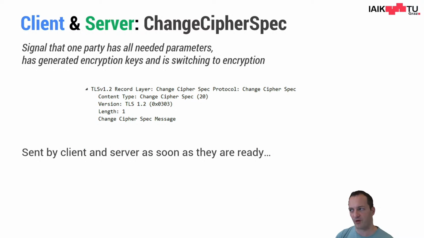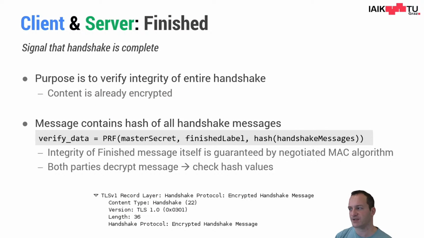Another message that's on both sides is the change cipher spec. It's essentially very short and just says, yeah, we now have everything for key exchange, and we can switch to encrypted data transfer. So with this message, the client indicates that it has calculated the shared encryption keys and that all the following messages will be encrypted. To verify that the handshake was successful and not tampered with, the client calculates verification data and encrypts it with the public key from the server. This verification data is built from all the previous handshake messages.